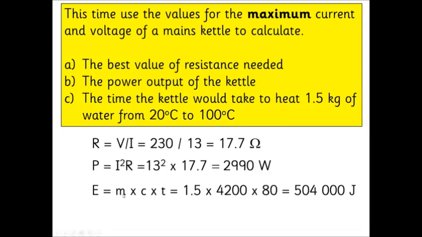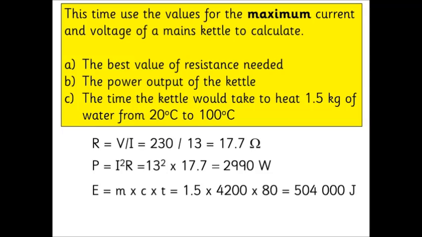With this, we know the mass of water is 1.5 kilograms. We know the specific heat capacity of water, you'll be given that as 4,200 joules per kilogram per degree C, and we know the temperature change is going from 20 to 100, which is 80 degrees. So we've got 1.5 times 4,200 times 80 degrees. If you do all that, you get 504,000 joules.